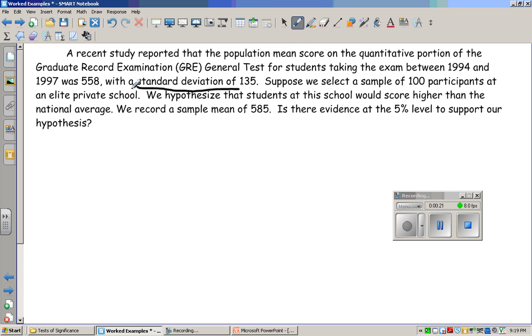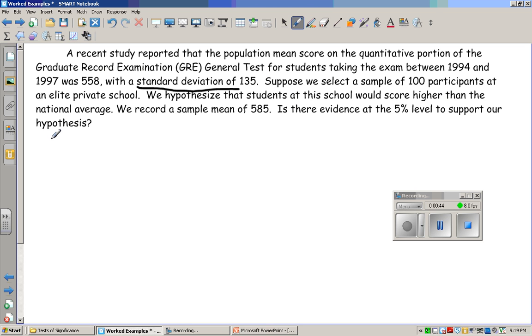So let's see. The GRE reported an average score for students of 558 with a standard deviation of 135. We're selecting a sample of 100 participants at an elite private school. We hypothesize that students at this school would score higher than the national average, and we want to test this at the 5% level. So let's make a list of the parameters that we know.